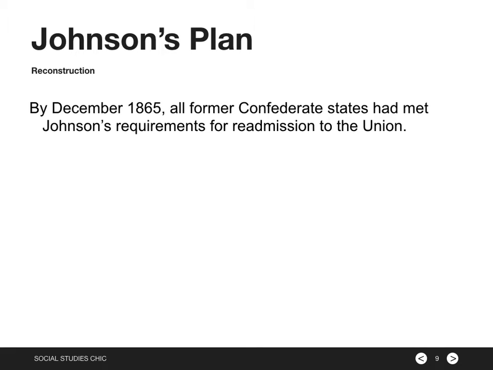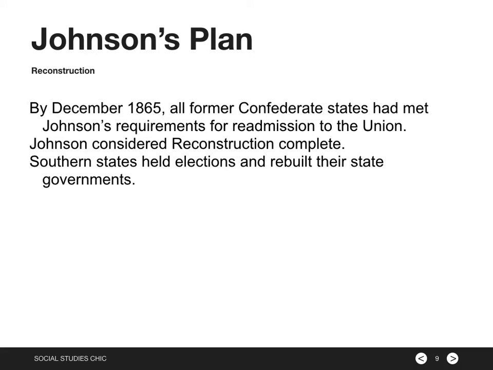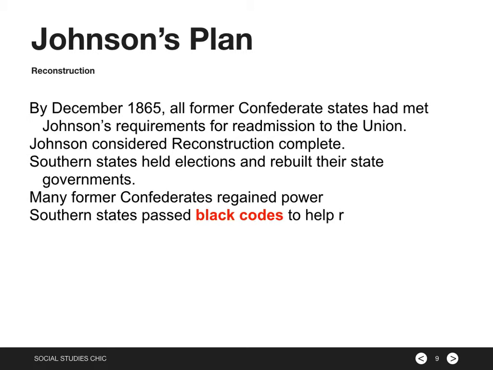By December 1865, all former Confederate states had met Johnson's requirements for readmission to the Union. Johnson considered Reconstruction complete. Southern states held elections and rebuilt their state governments. Many former Confederates regained power. Southern states passed black codes to help restore order to the South.